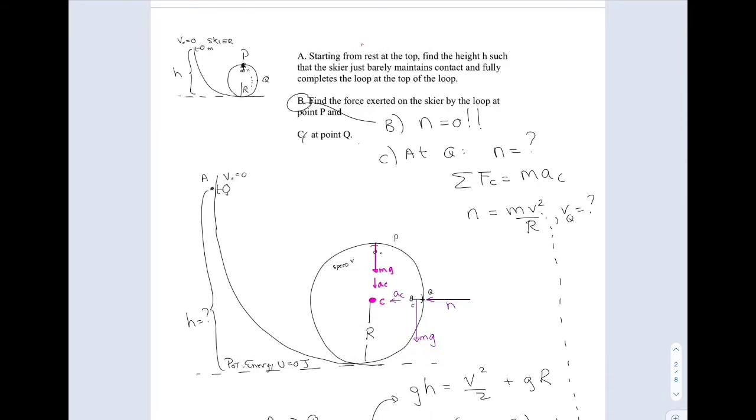Okay, part C, again starting from rest, I wanted to find the force exerted on the skier by the loop at point Q. So I'm asking for the normal force at point Q. Okay, so Q is over here. So I redrew the picture.